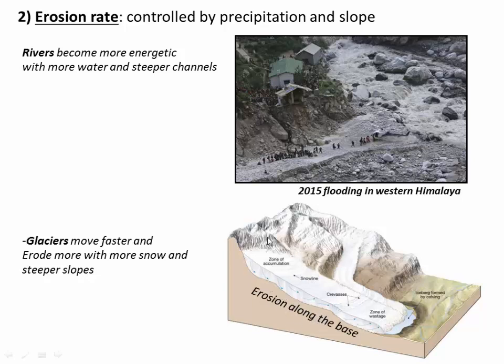So if we feed glaciers more precipitation or more snow, they have to flow faster to flux all of that material through the valley. And as they flow faster, they do more erosion along their base. So in sum, both rivers and glaciers are more powerful erosive agents if they have more precipitation and higher slopes.